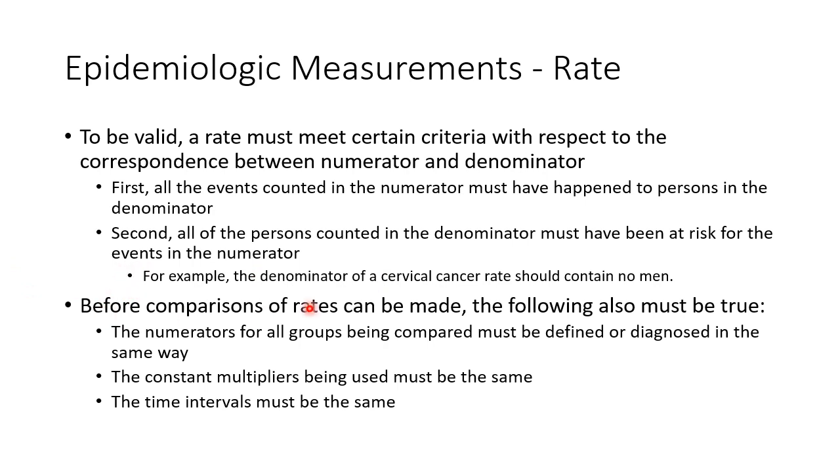Also, when you're trying to make comparisons between groups, which is what we really care about, being able to compare different groups or interventions, you have to make sure the constant multipliers being used are the same. That way I can say per 1,000 persons per year for both comparisons, not just one per 1,000 people per year and one per 10,000. That way it's not really a fair comparison. Time intervals generally need to be the same. You also need to make sure that between the different groups, the actual diagnosis or the definition is the same. Because if I change that, the numbers aren't going to be very accurate.